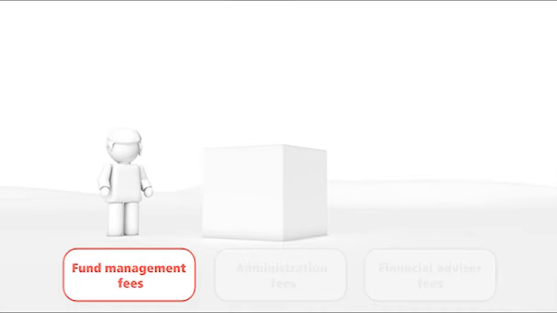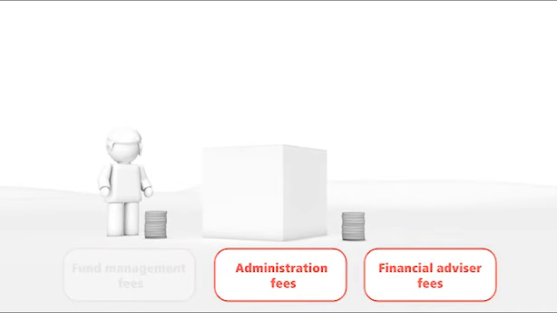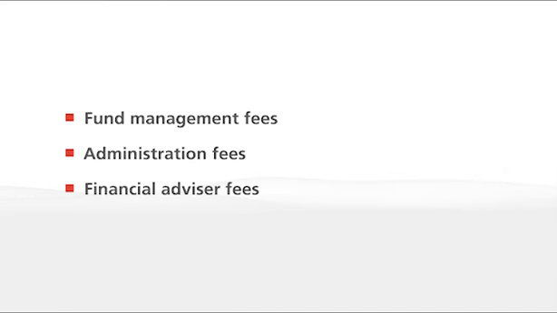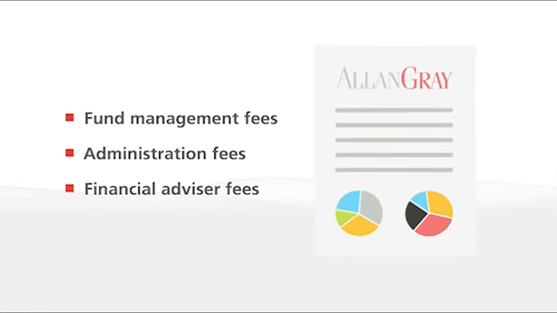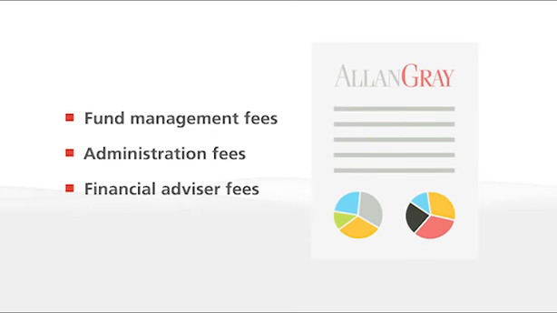On the other hand, the return you earn from the unit trusts you invest in will be reduced by any administration or financial advisor fees deducted from your investment. You therefore need to take them into account in your planning. All fees must be disclosed to you before you invest. Most companies provide pre-investment documentation, such as the Allan Gray Investment Overview, that explains all the fees applicable to your investment.